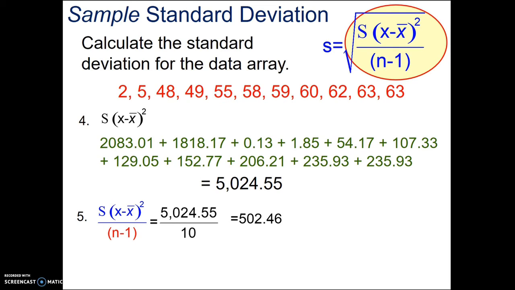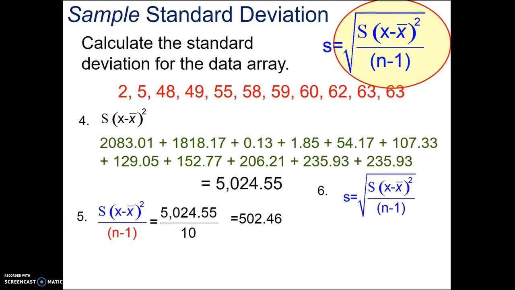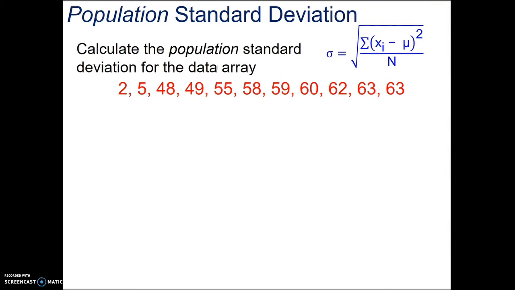And my last step is to take the square root of all of that stuff. So I come up with a standard deviation of 22.42. Okay. And that is our sample standard deviation.